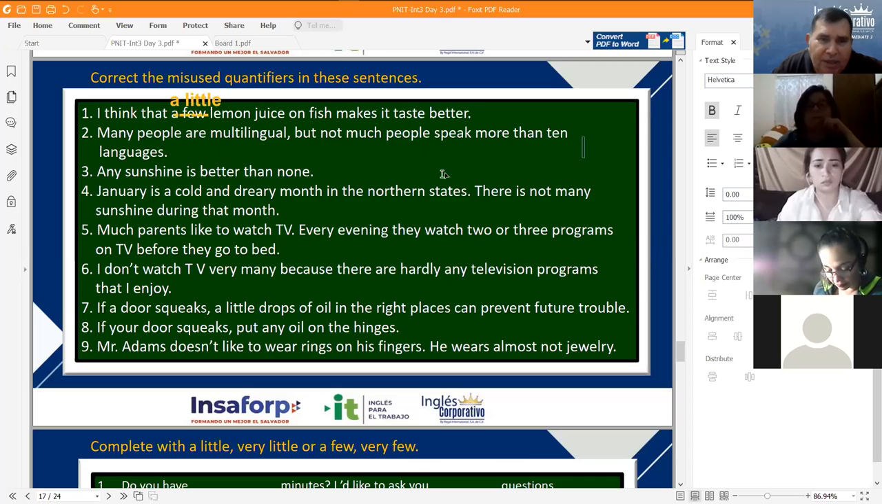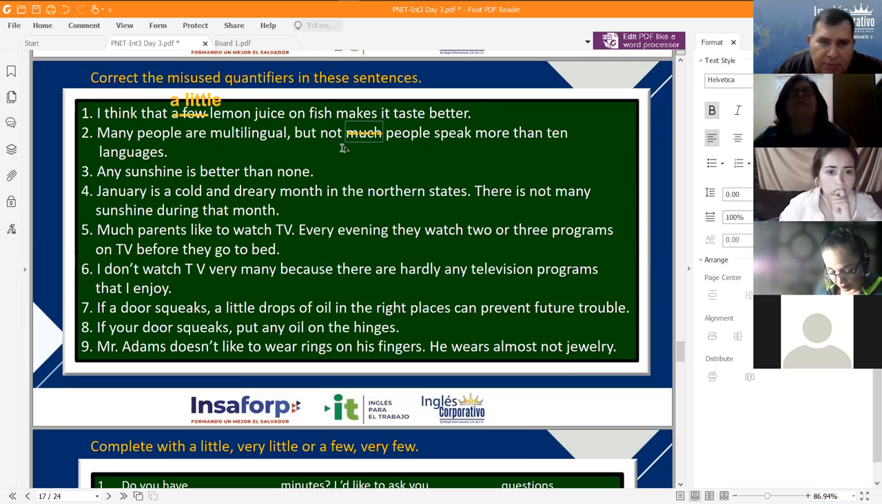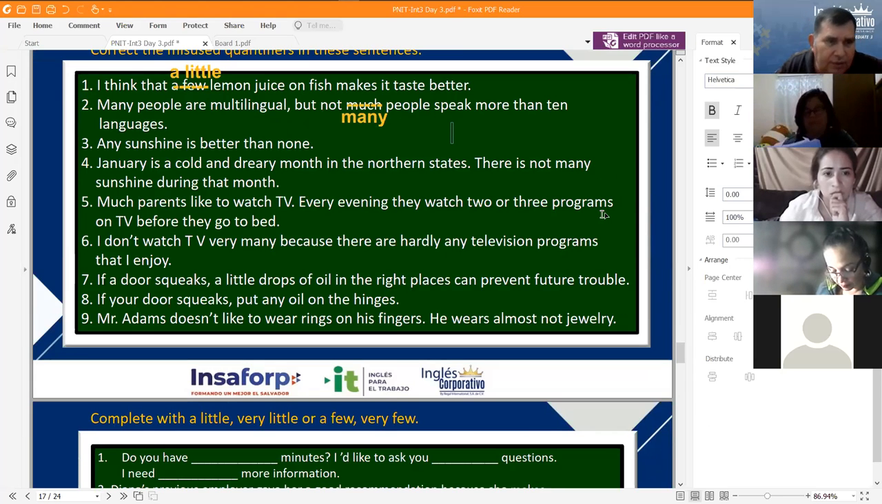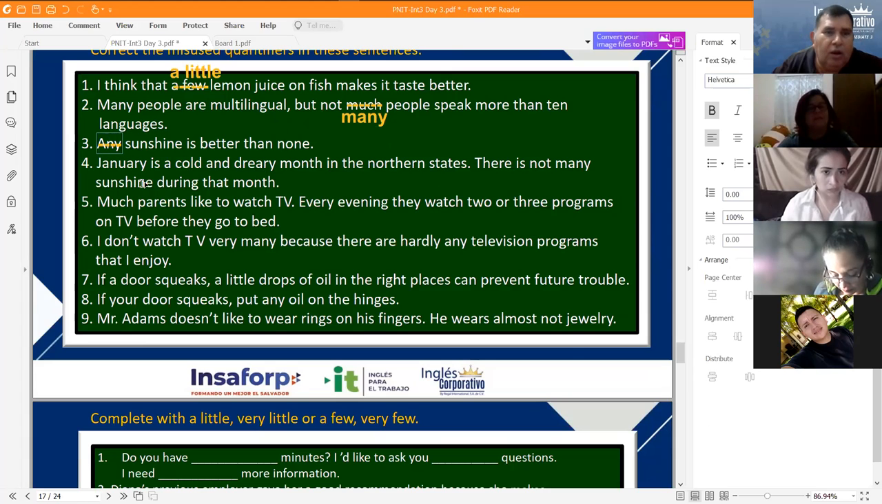Many, right? Not many people speak more than 10 languages, okay? Any sunshine is better than none. A few. Okay, sunshine is uncountable. Maybe a little sunshine is better than none.